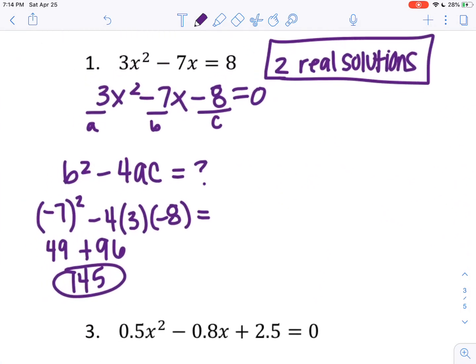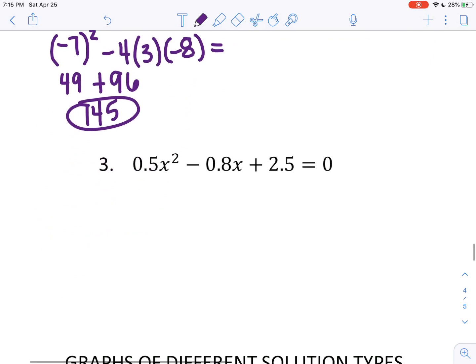Okay, so in number 1 over here, the answer is not 145. Please do not think x equals 145. Okay, this is telling me that if I were to plug this into the quadratic formula, inside of the radical, I would have the square root of 145, and I would end up getting two real numbers. I don't know what those answers are. It's just telling me you're going to have two real answers.